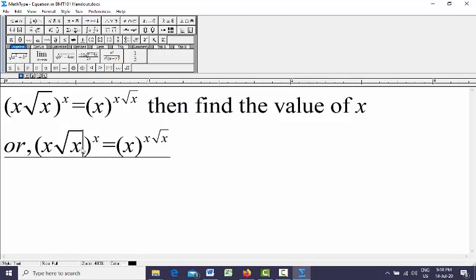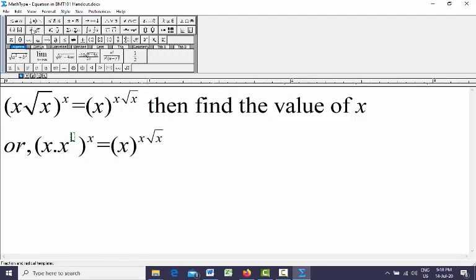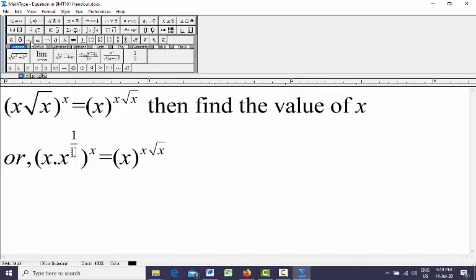First of all, we know that root over x means x to the power half. So root over x means x to the power half, right? And here also root over x means x to the power half. So here also root over x means x to the power half, right?